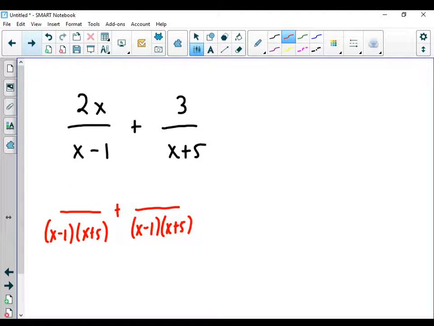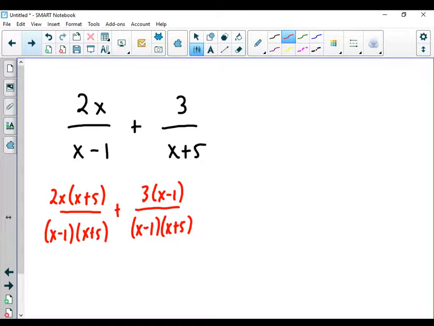From there I look at how I'm going to adjust things. My original fraction had x minus 1 in the denominator. Now I have x minus 1 times x plus 5. So I have to multiply the numerator by that same x plus 5 term. Same deal for the second fraction, except this time I multiply by x minus 1 to make my adjustment. So I'll multiply the top by x minus 1.